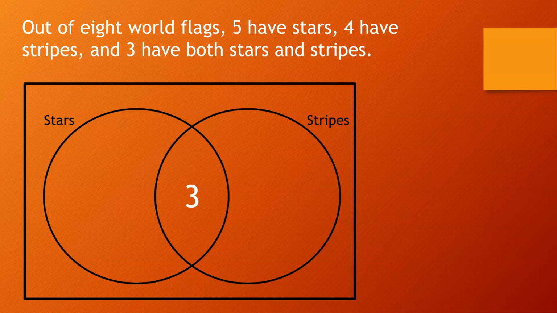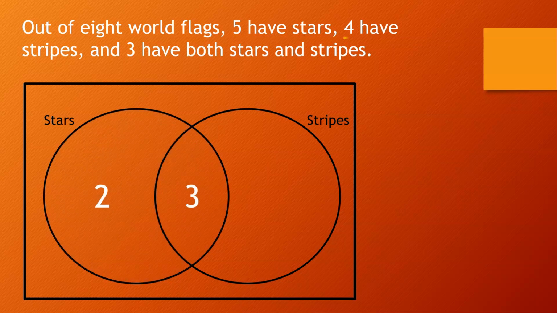Now we'll look for some description of only one attribute. So in this case, let's look for 5 have stars. That means there's 5 flags within the entire star circle, and we've already counted 3 of those 5 in one of those 2 regions that star circle is divided into, which means the other part of the star circle would have to have 2 flags in it. 2 plus 3 gives us the 5.